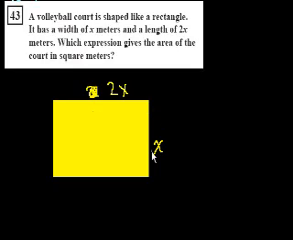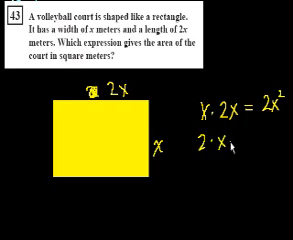Well, the area is just the width times the length, right? So it's just x times 2x, which is equal to 2x squared, right? That's the same thing as 2 times x times x, which is the same thing as 2x squared.